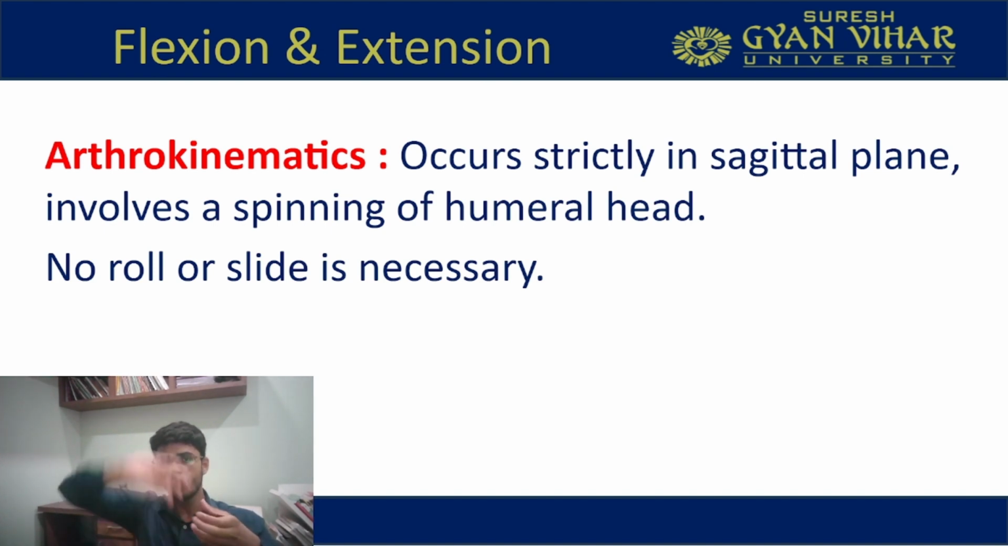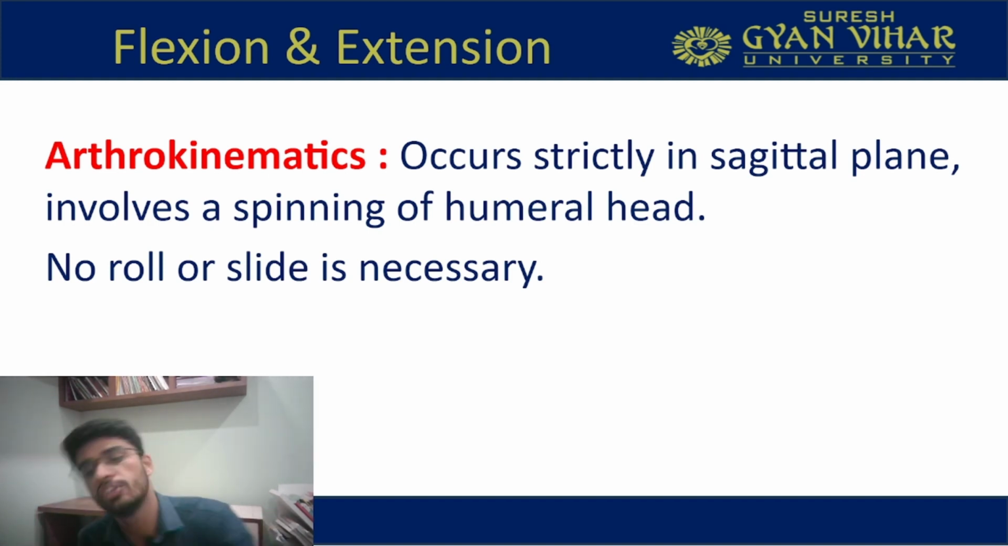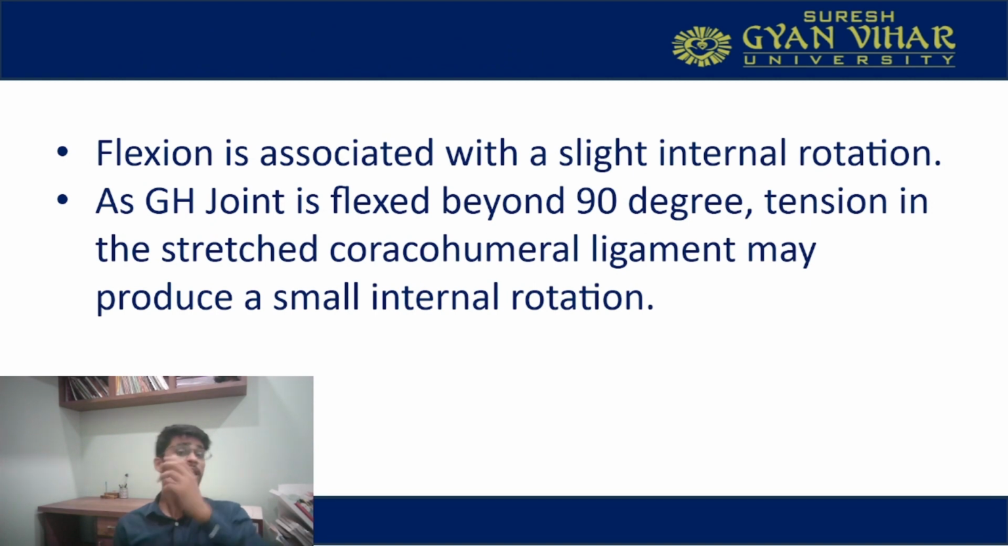This is how the flexion and extension occur at your glenohumeral joint. There is no rolling or sliding which happens at the glenohumeral joint. Flexion is associated with slight internal rotation also. You can see whenever you are trying to do a flexion, there is a slight internal rotation which happens.